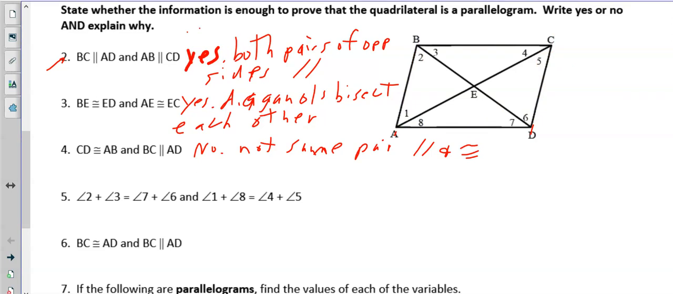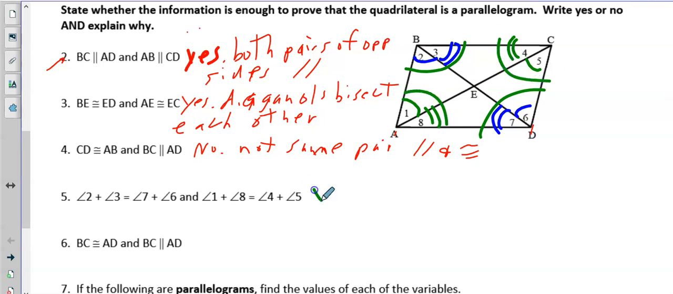Angle 2 plus 3 equals 7 plus 6. Basically what that's saying is this angle equals that angle. Then 1 and 8 are equal to 4 plus 5. Again, that's basically saying those two are equal. So the answer is yes, opposite angles are congruent.